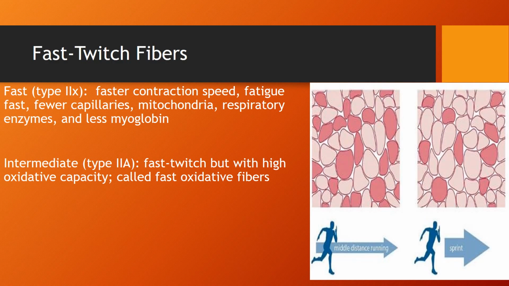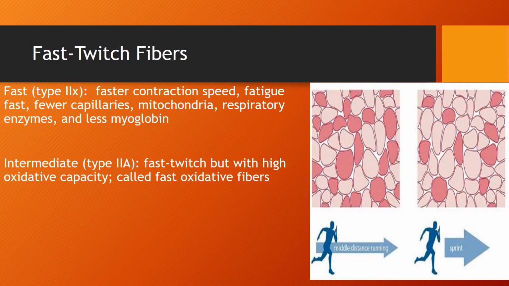The last type that we have is the intermediate, and so this is considered as type 2A, and it falls actually under the fast twitch fiber. And it has, though, a higher oxidative capacity, and so this is known as the fast oxidative fiber. It's going to fall in between the slow and type 2X fibers in terms of the number of capillaries, mitochondria, and then respiratory enzymes as well as myoglobin.